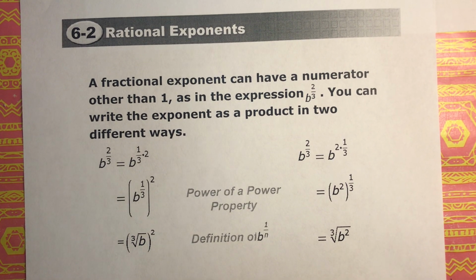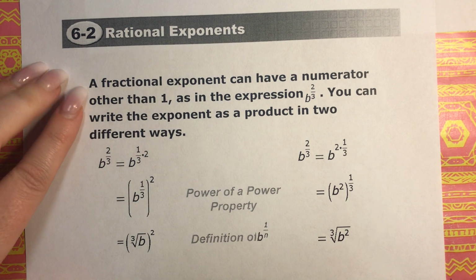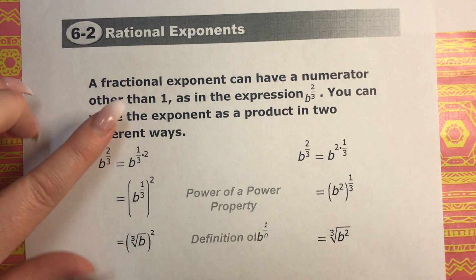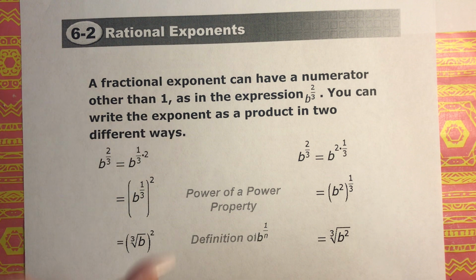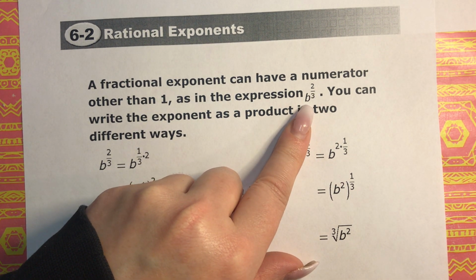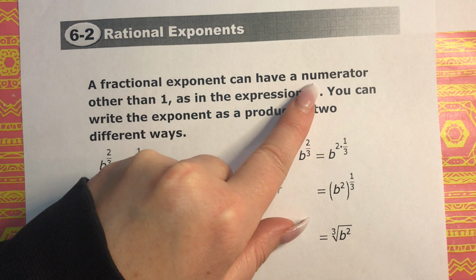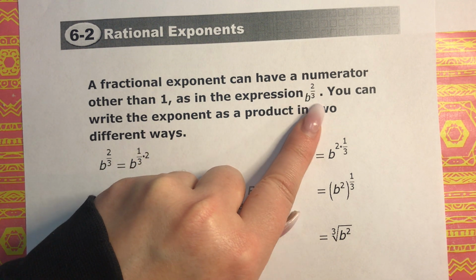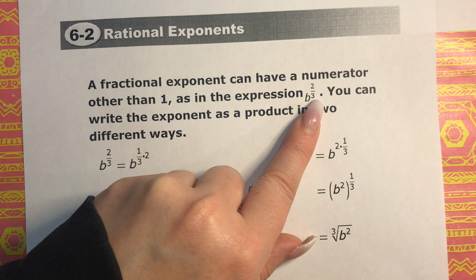All right, so let's talk some more about rational exponents. A fractional exponent can have a numerator other than 1, as in the expression b to the 2/3 power, right? Everything we were looking at before only had a 1 in the numerator. And we talked about how that 3 was the index in front of that radical, right?